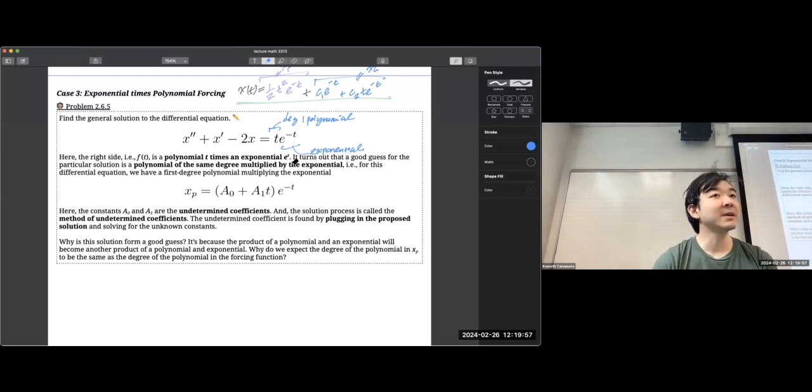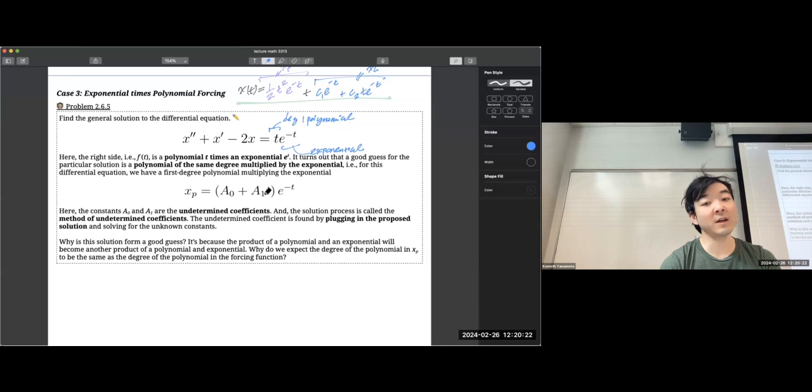Basically because an exponential's derivative is itself, which means that every term on the left-hand side, when you plug this in, will have e to the negative t in it, which is good because we have a term that's e to the negative t on the right-hand side. And so we have a way to control the fact that we have a bunch of e to the negative t terms. The other part is subtle.